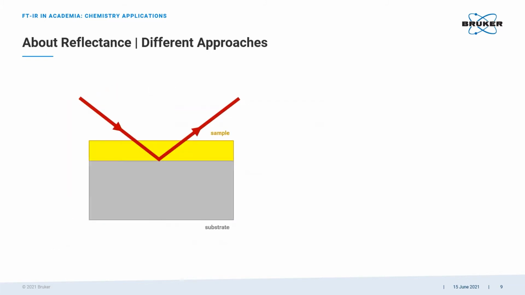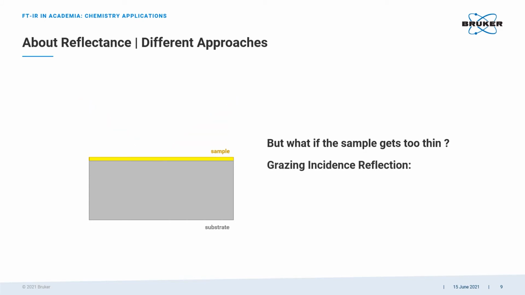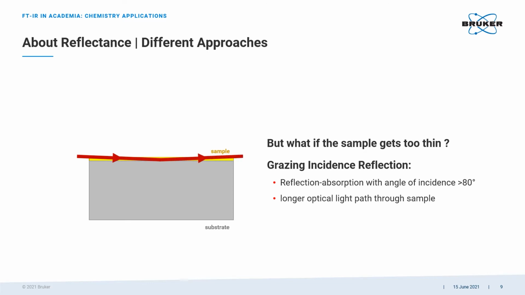But there is another method that is worth mentioning, as it is of particular interest to surface researchers. What do you do if a sample gets too thin to be analyzed by reflection absorption? The answer is grazing incidence reflection. Here we use light that is hitting the sample with an angle of incidence above 80 degrees. By doing that, we allow the IR light to have a longer optical path through the sample. This way, we can analyze ultra-thin layers and even monolayers, for example, on a functionalized surface for catalysis.